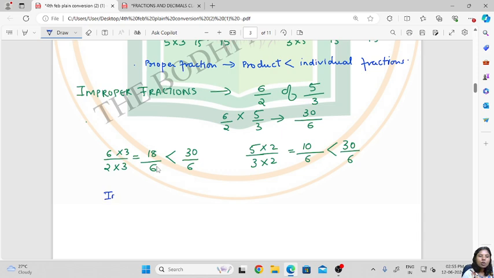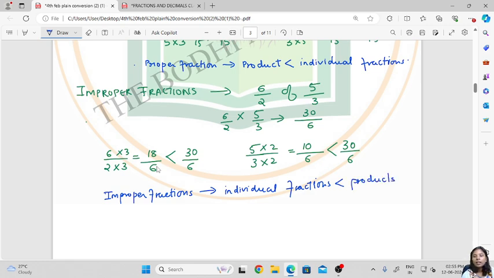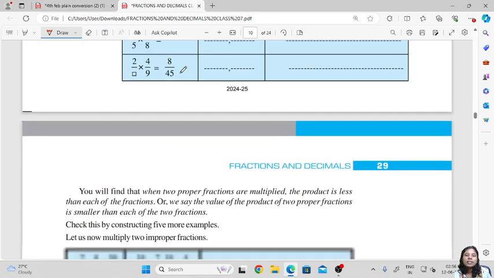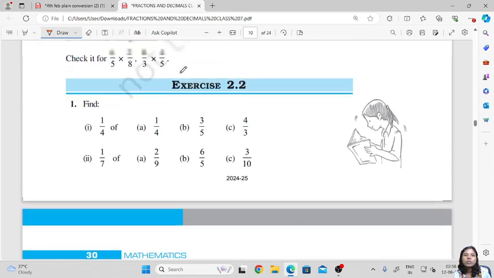So in case of improper fractions, the individual fractions are less than that of the product, which means the product values are greater than that of the individual fractions. Okay, so these are the two observations that we need to remember.